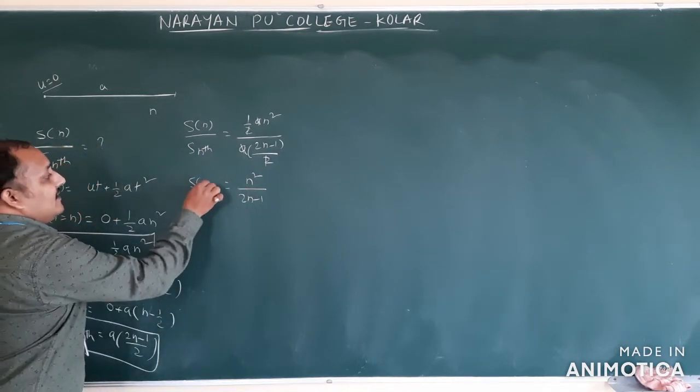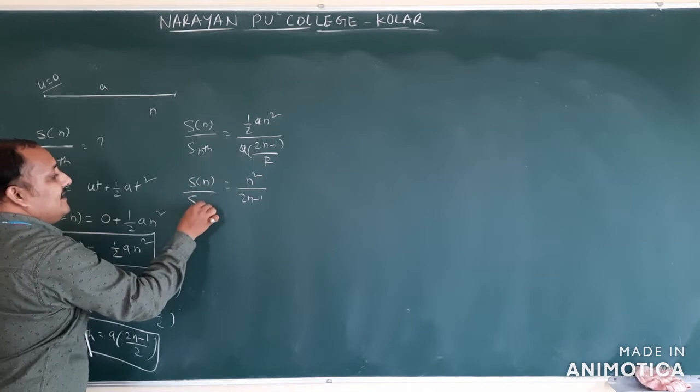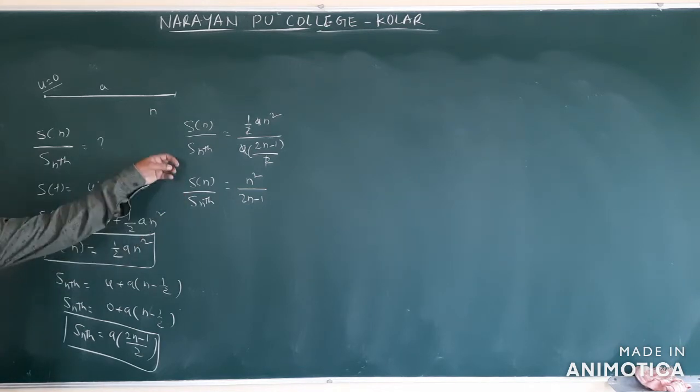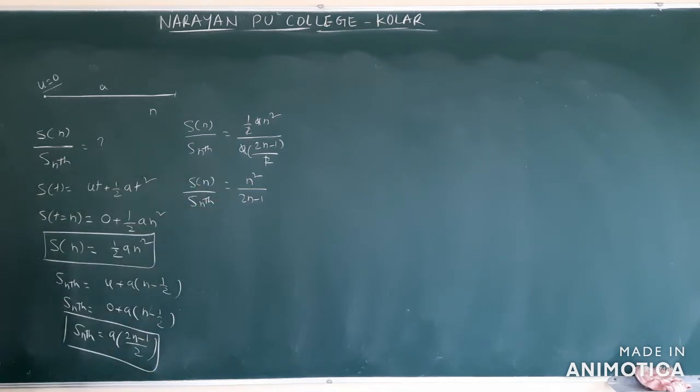So they asked distance in n seconds to distance in the nth second. If they ask the reverse, the ratio of distance or displacement in the nth second to n seconds, then you have to reverse this one: (2n minus 1) by n square. Understood? You got n square by (2n minus 1). Either problem or equation, they may ask in competitive exams.